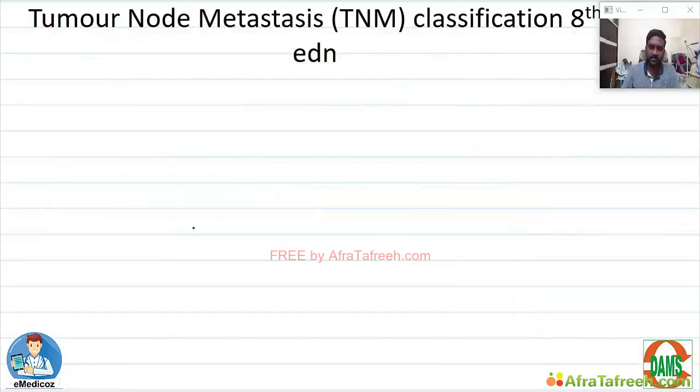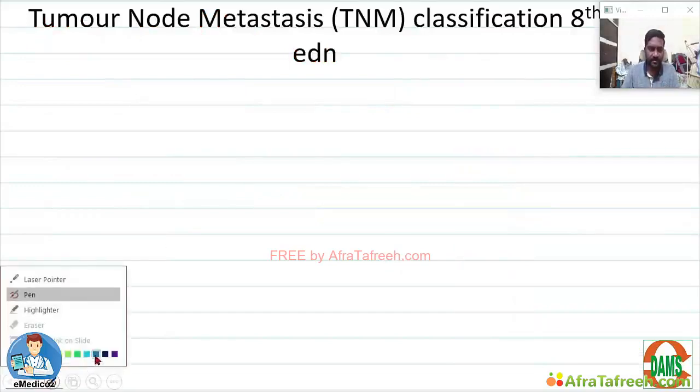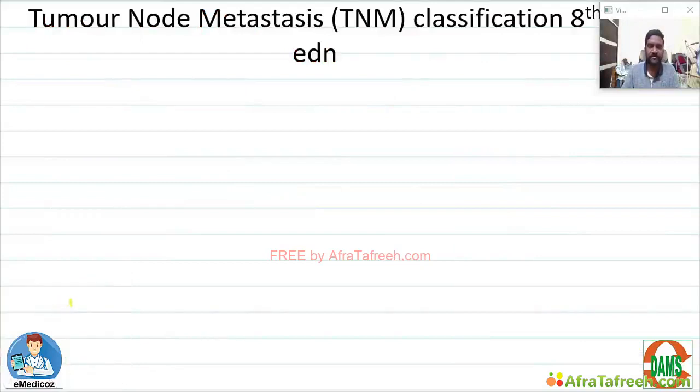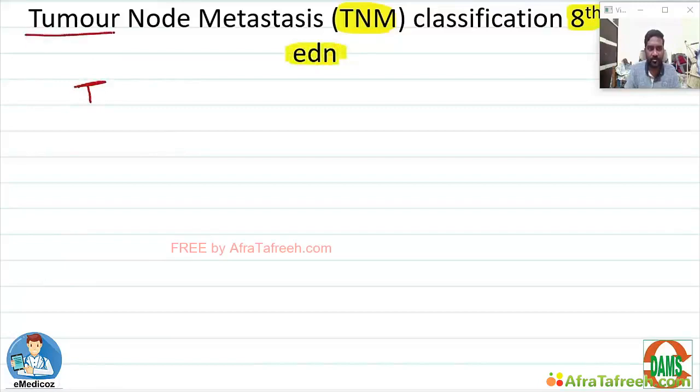For staging of any tumor we have something called the TNM classification. T stands for tumor, N stands for node, and M for metastasis. And we are following the recent 8th edition of classification. Let us see the components. T stands for tumor.